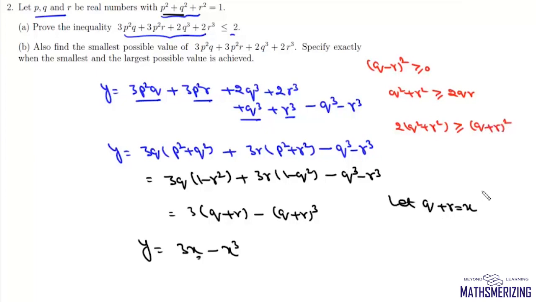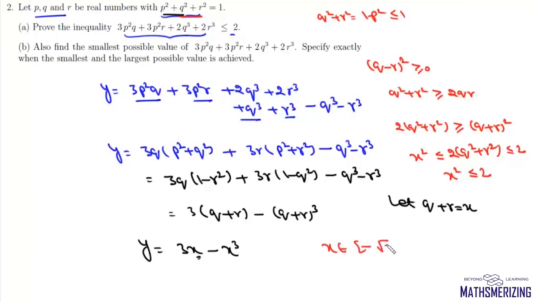Now q plus r is nothing but x, so from here we can write x square will be less than or equal to 2 times q square plus r square. Now q square plus r square is 1 minus p square, that is, it is always less than or equal to 1. So this is always less than or equal to 2. So from here we can write x square is always less than or equal to 2. That is, value of x should lie between minus root 2 and plus root 2. Now we have to find absolute maximum and minimum of this function in this interval.